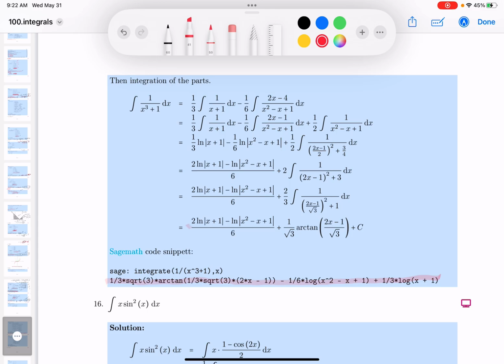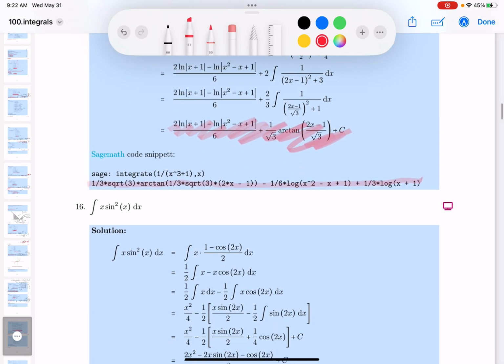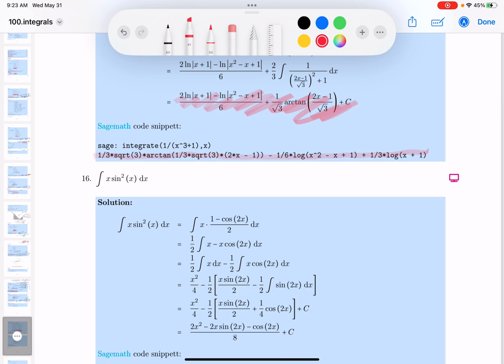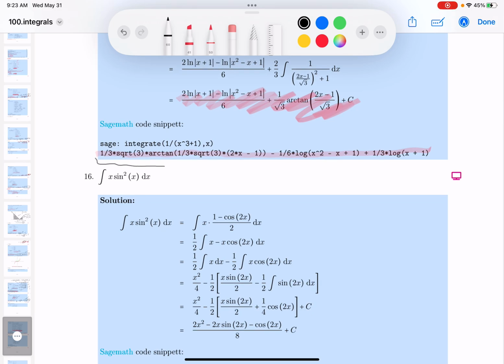All right, so we got this answer over here. My goal over here is to basically check myself using software, and let me look at one thing at a time. I want to look at this over here. That's all I want to look at. All right, I'm going to write that down for you. And what does this thing look like? Well, it looks like root 3 over 3, and then arctangent, and that looks like root 3 over 3 again, and then 2x minus 1.